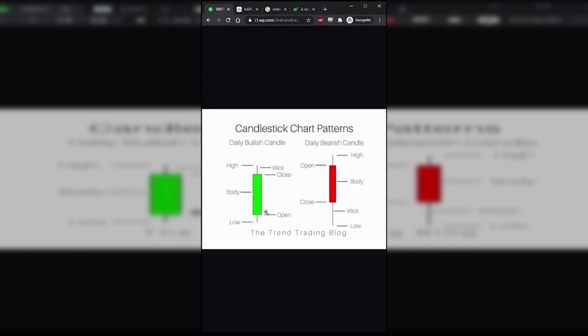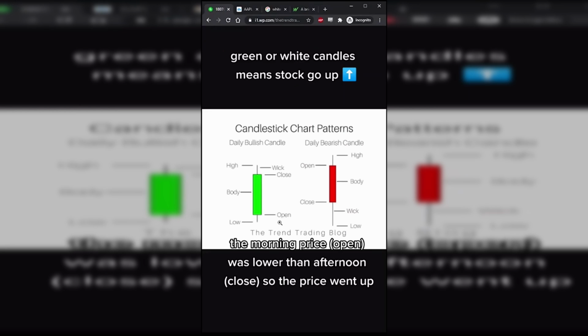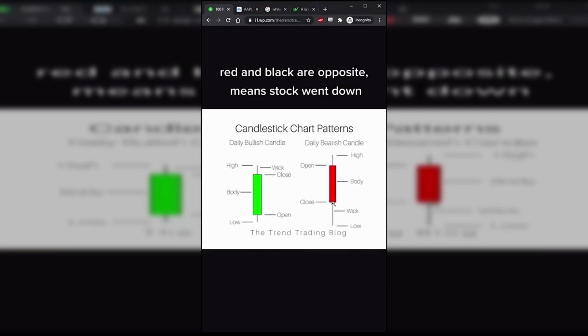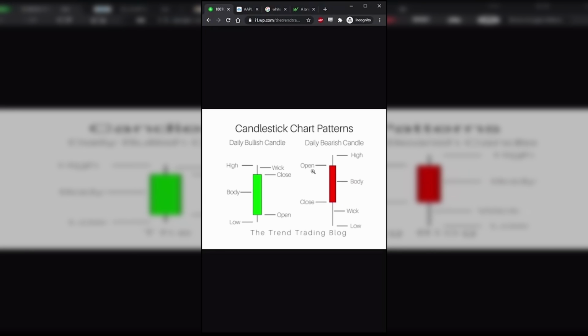Green or white candles mean the stock went up for the day, because the stock opened lower in the morning and closed higher in the afternoon. Red or black candles are the opposite, meaning the stock lost value because it started higher in the morning and closed lower.